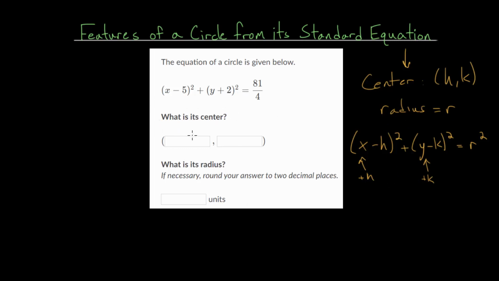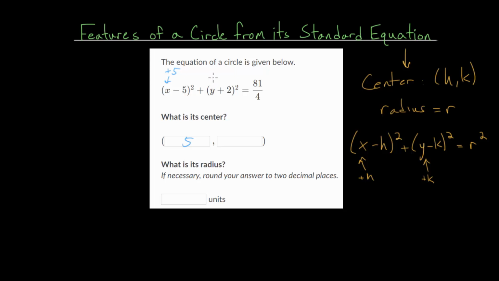So to start, let's figure out what the center of this circle is. You want to think which x value makes this expression here equal to 0, and which y value makes this expression here equal to 0. So for this, positive 5 would make this 0. And remember, we're subtracting h, so we're subtracting 5 here. So the h value, the x value of our center, is 5.